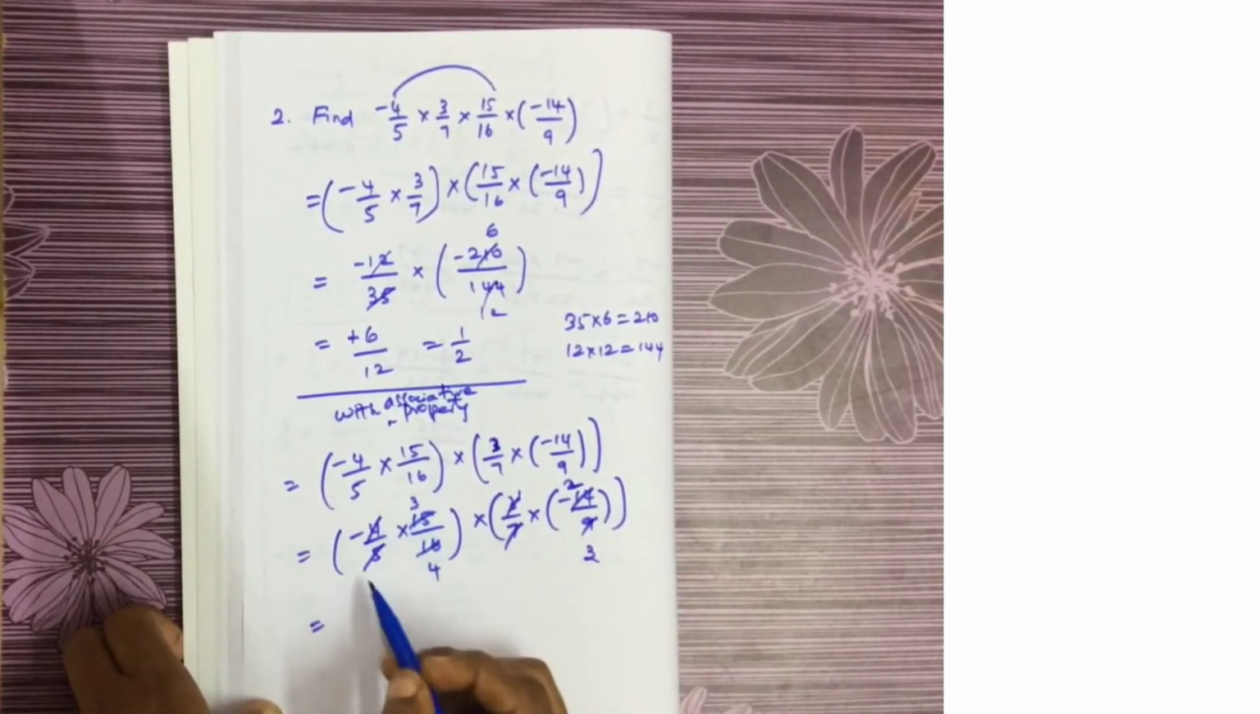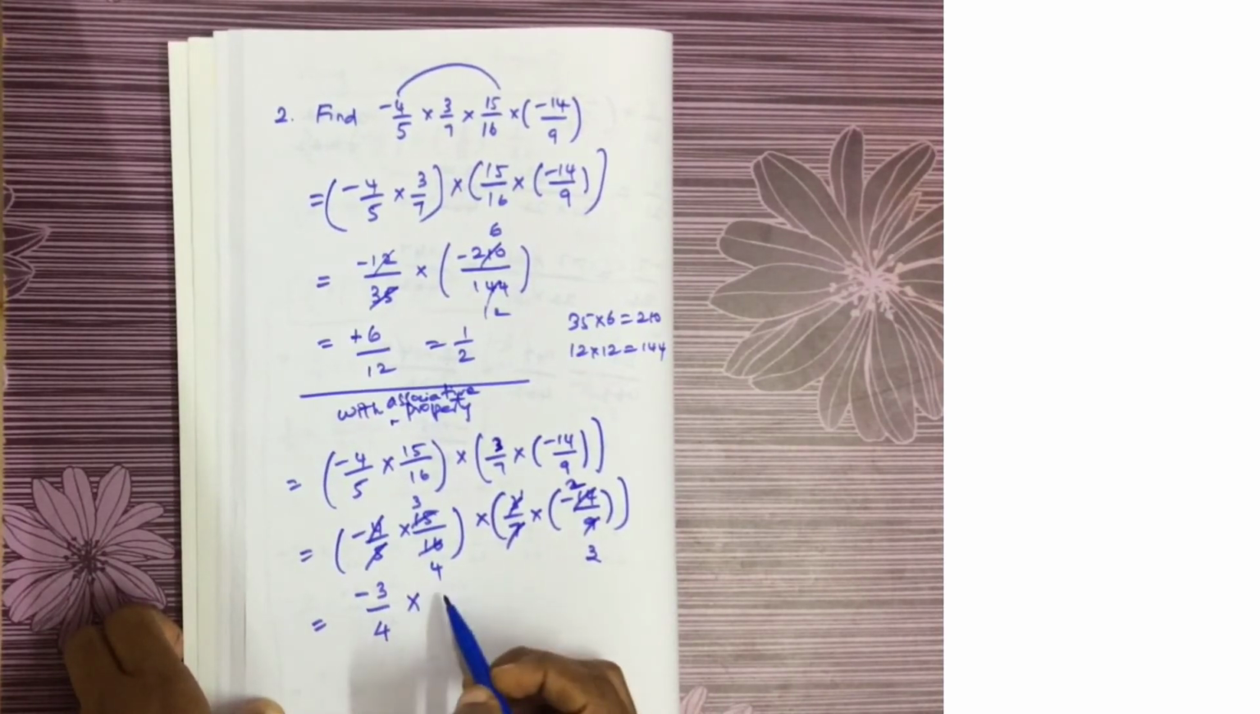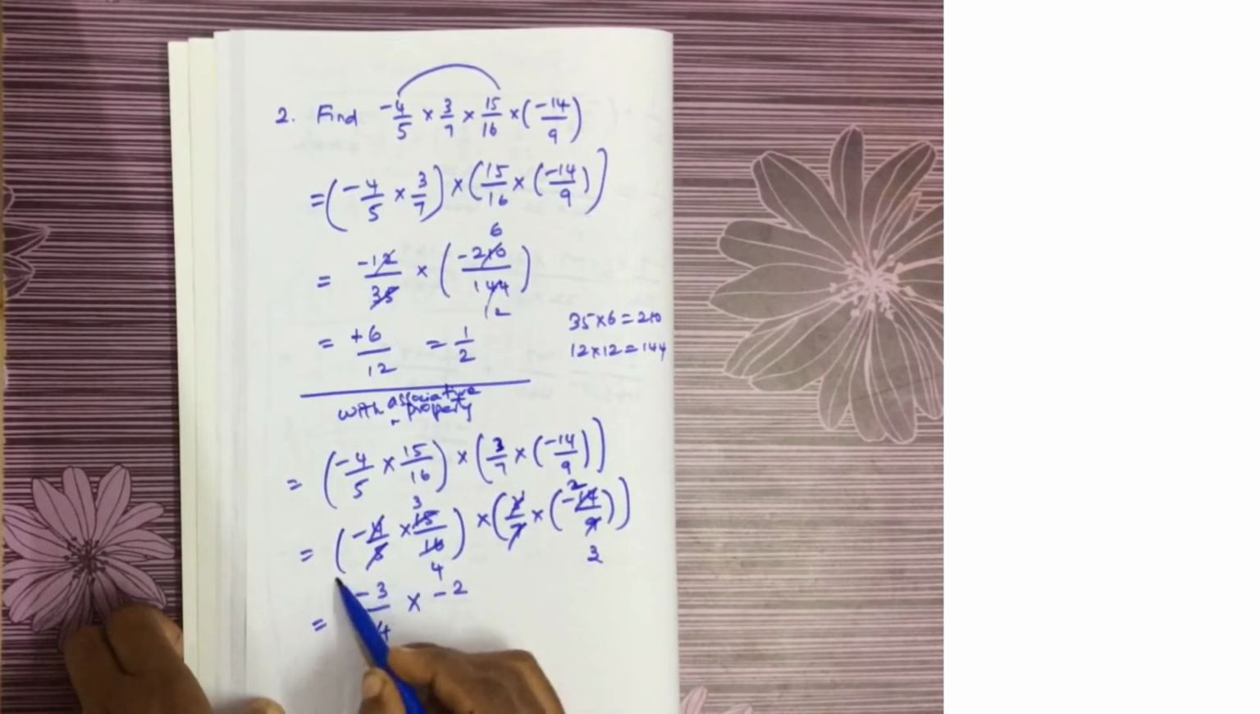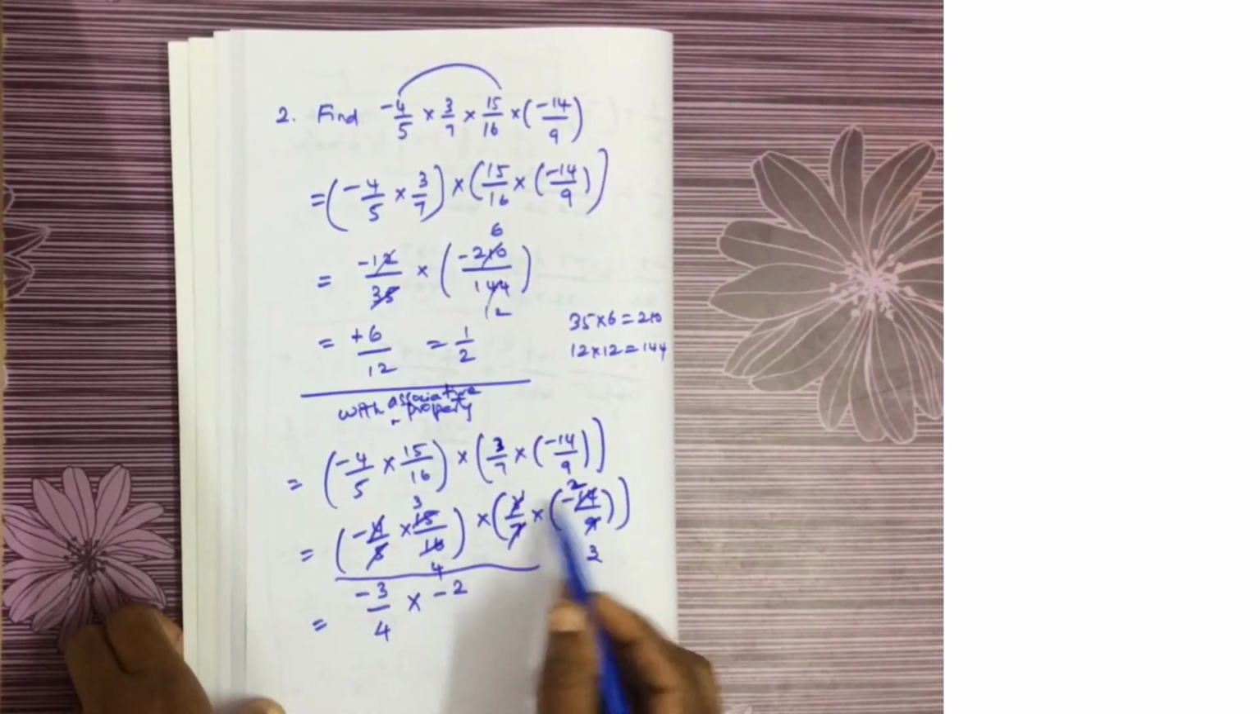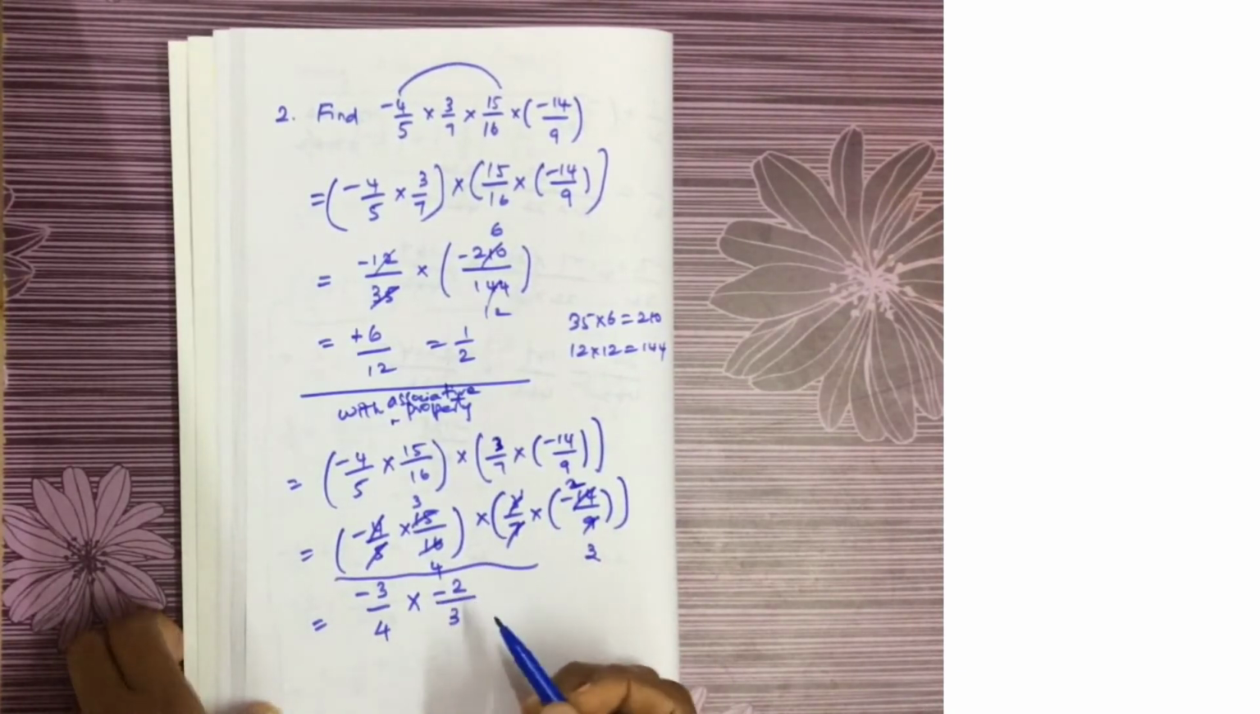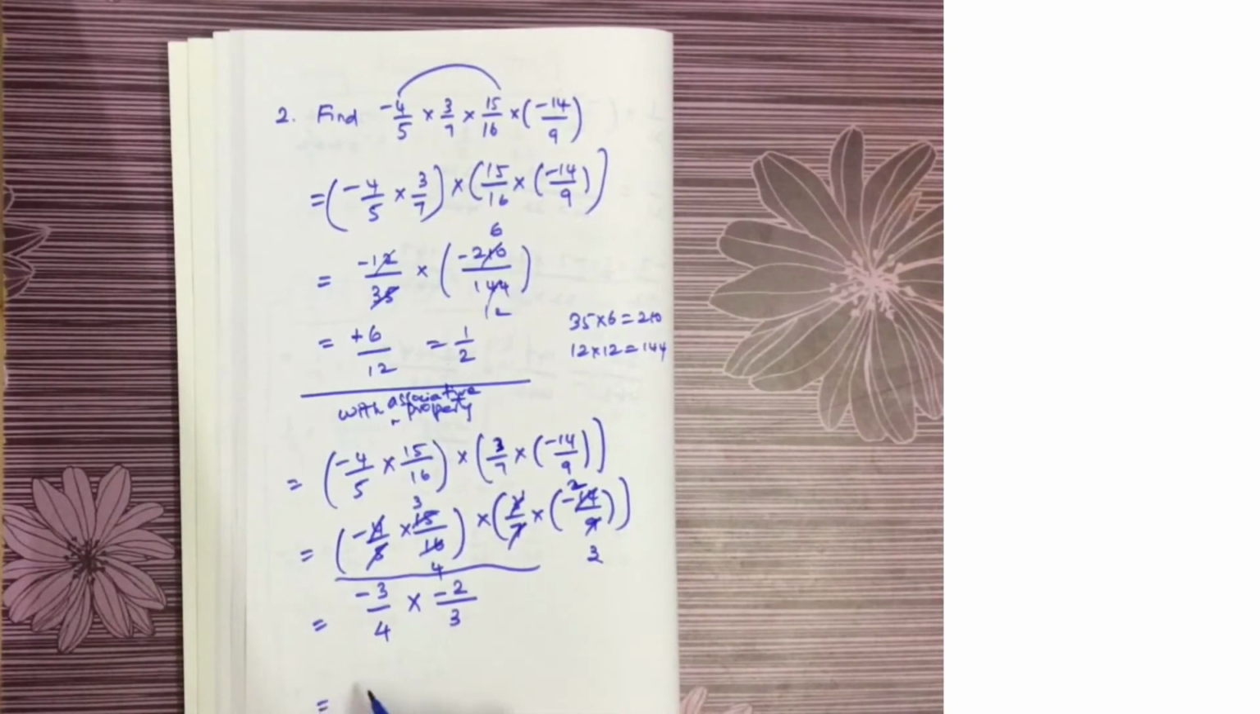So here is minus 3 by 4 multiplied by minus 2 by 3. Again, minus 3 by 4 multiplied by minus 2 by 3. This 3 and this 3 will get cancelled. You will get a minus 1 here, minus 1 here. This 2 ones are 2, 2 2s are 4. So this minus into minus becomes plus. So it is 1 by 2.